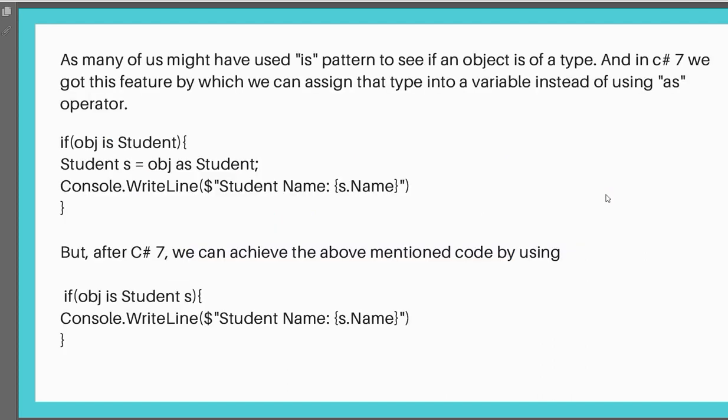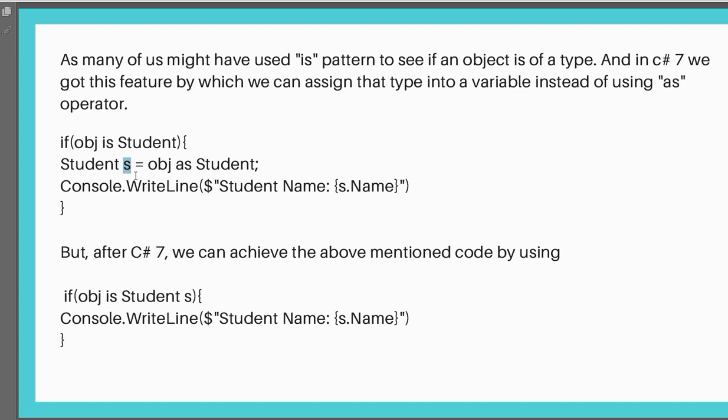First off, many of us might have used the is pattern to see if an object is of a specific type. To check whether an object is of a specific type, we use the is operator. Like if a passed object is this kind of student, then we cast that object using the as operator to further explore the properties or methods inside that object.